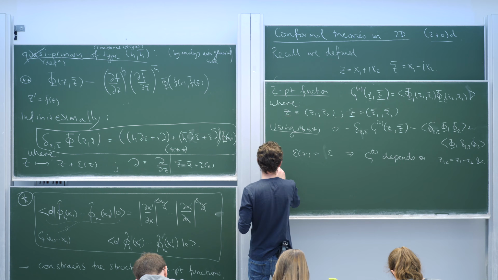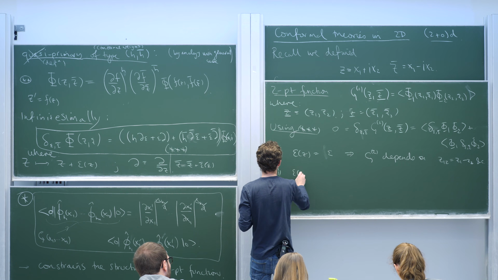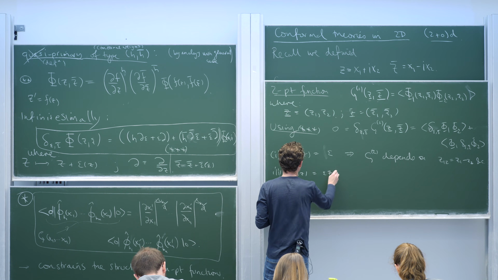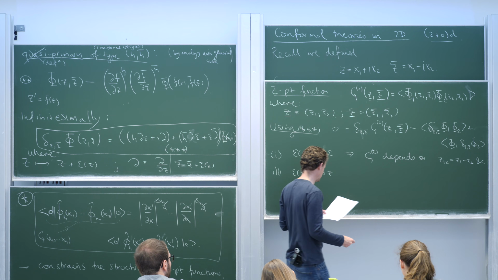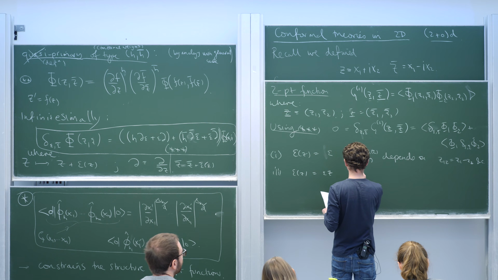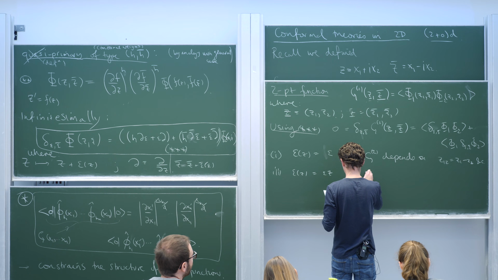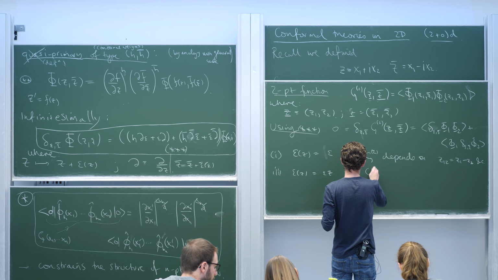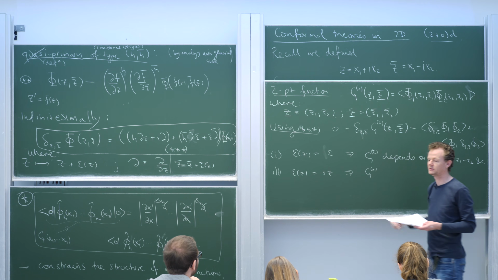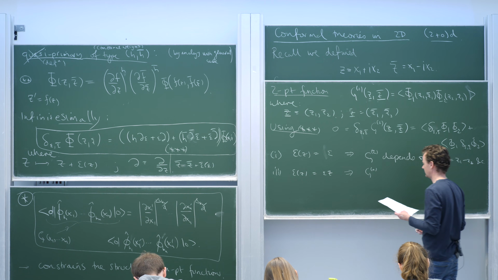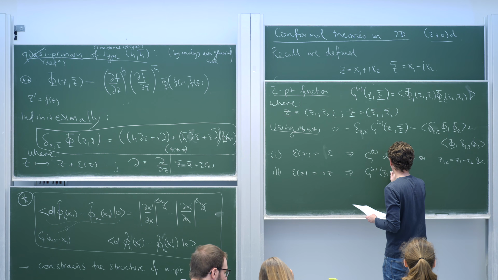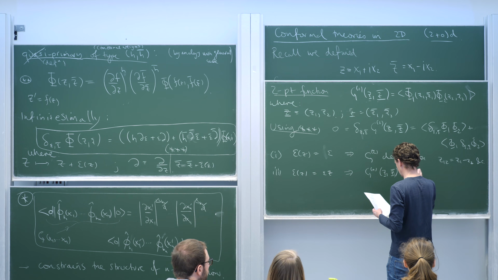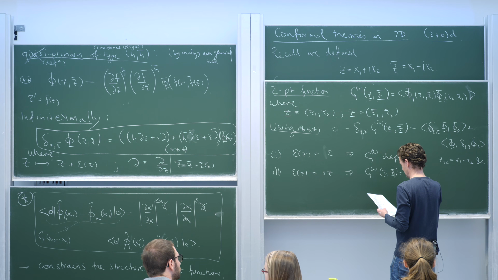Then let's do rotations. Then it can only depend on absolute values. Well, not quite. We've analytically extended, so it doesn't quite tell us that it depends only on absolute values. It in fact tells us that we have to depend on z and z bar in a particular way.